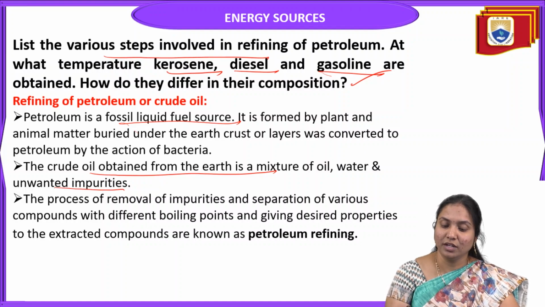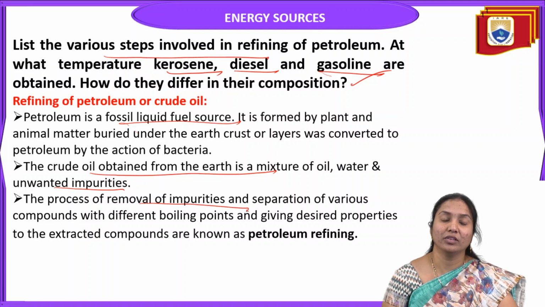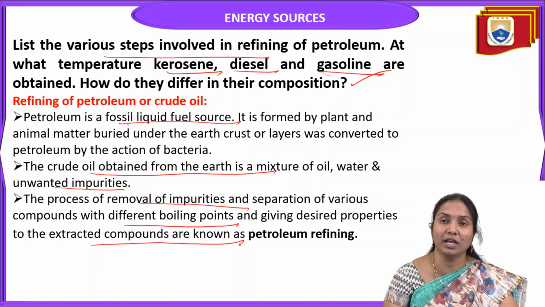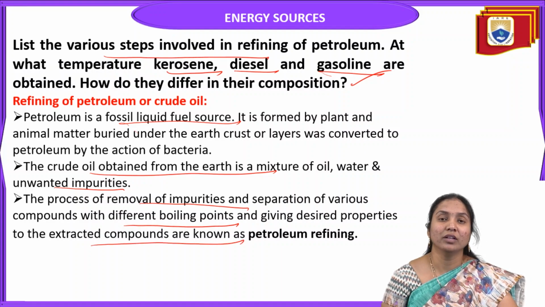In this process, impurities are removed. Refining of petroleum means removal of impurities and separation of various compounds or fractions with different boiling points, and giving desired properties to the extracted compounds. So the removal of impurities and separation of the various fractions present in the crude petroleum, all separated by different boiling points, is called refining of petroleum or petroleum refining.